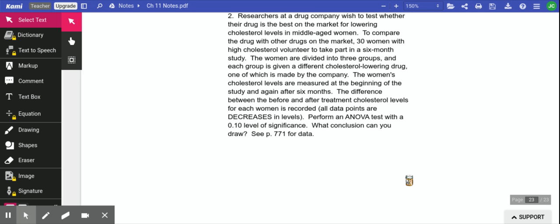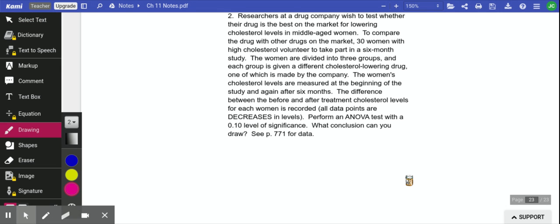This is on page 771. So you're going to actually have to pull your book out because I didn't write all these down because it was a lot of numbers. So, but let me get you what we need as far as our null and alternative and all that.